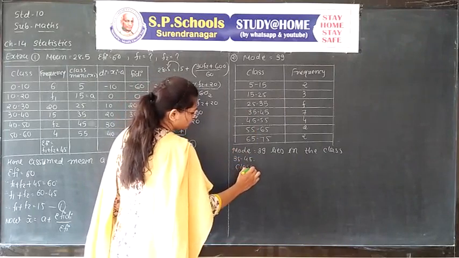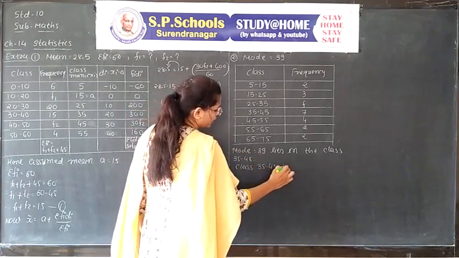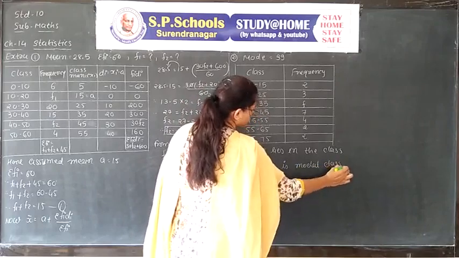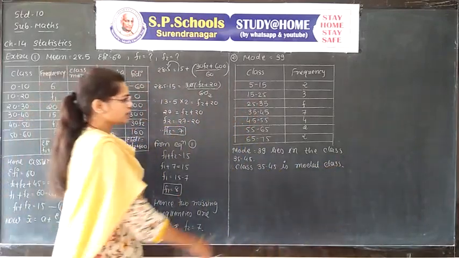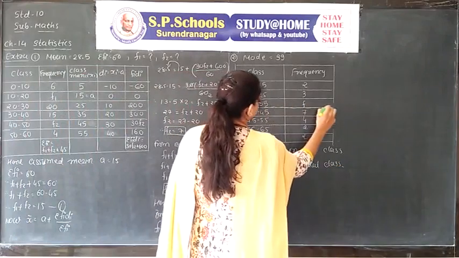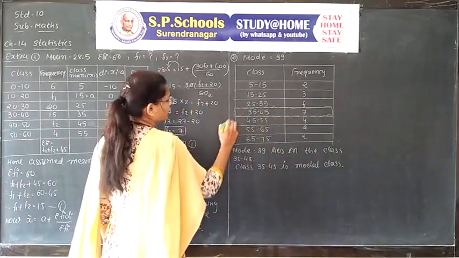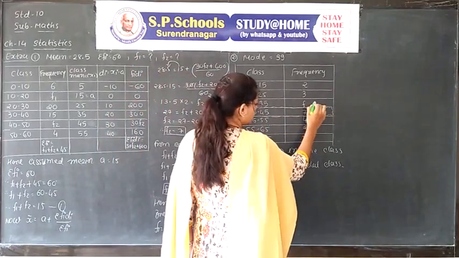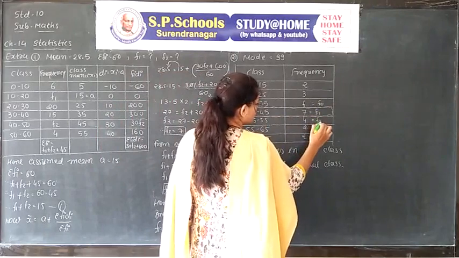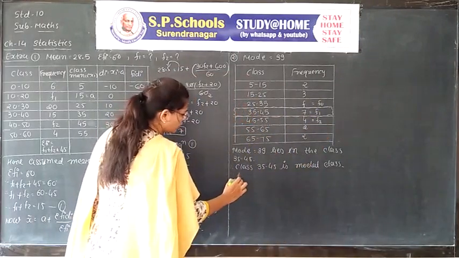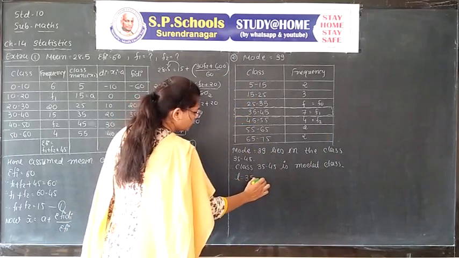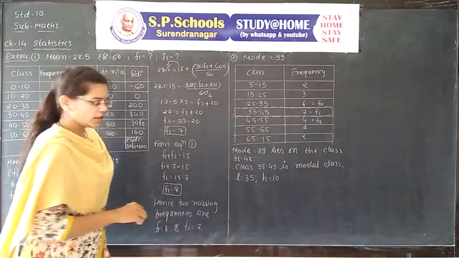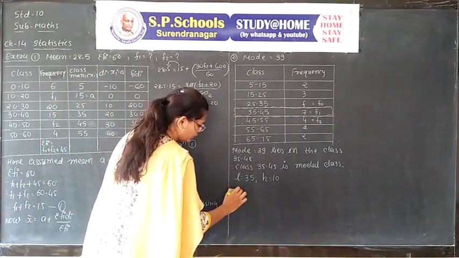Therefore, the class 35 to 45 is the modal class. The modal class is decided here. Seven is the highest frequency. The frequency of the modal class is called F1, its previous is F0 and its succeeding is F2. Here the lower limit of the modal class is 35. The class size H is equal to 10, and F0, F1 and F2 are in the table. Now we apply the formula.